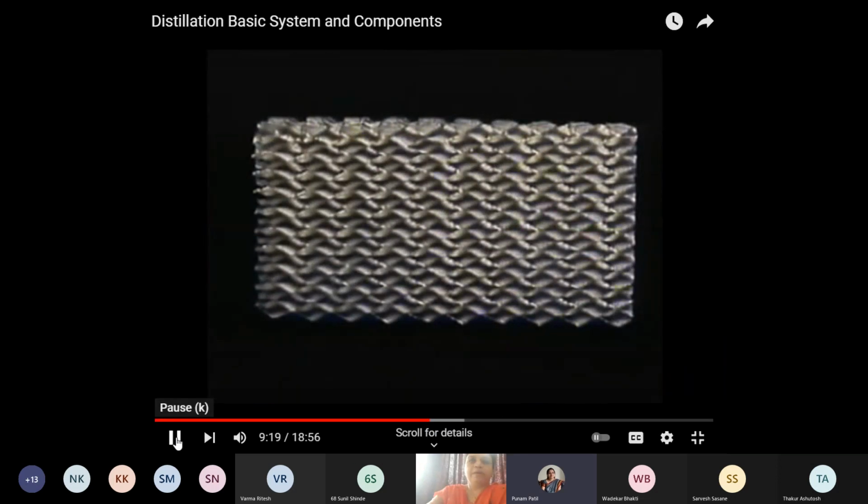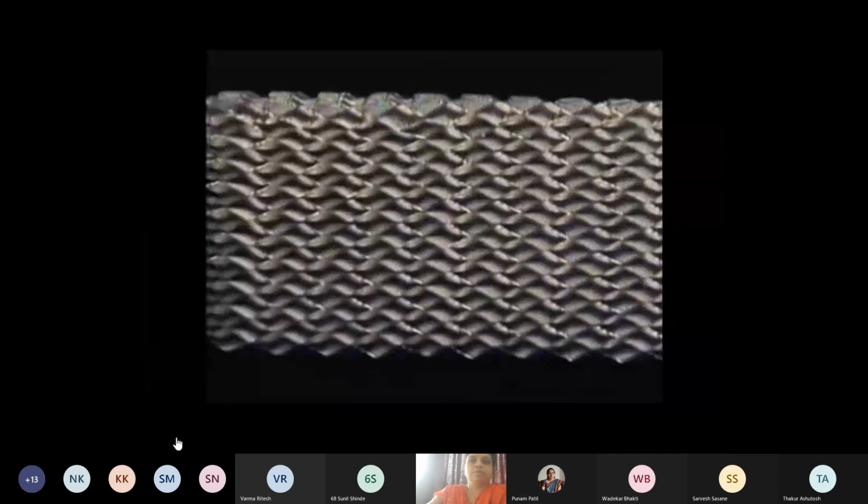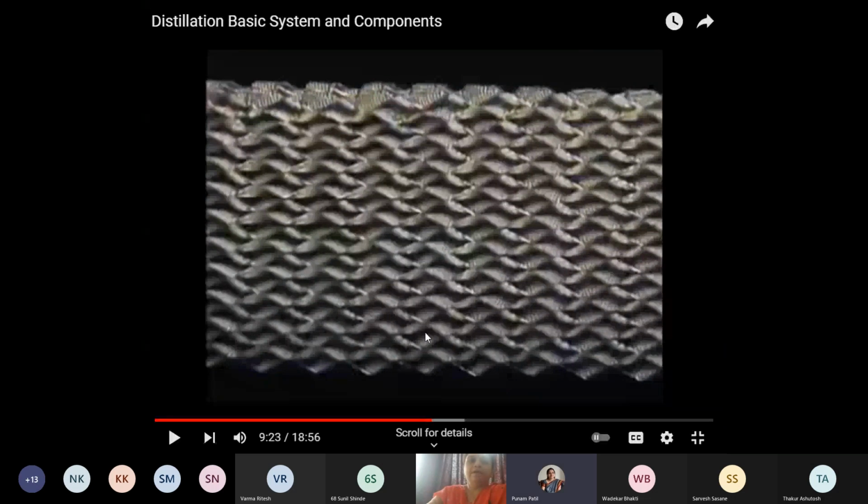You can see different types of packing. Here you can see the layers of packing. So the gap from where the vapor escapes and enters the next layer and so on, and it is also filled with the liquid. So it provides the space for contact of vapor and liquid phase, and because of that mass transfer, the rising vapor is more concentrated with the high volatile component, whereas the falling liquid is more concentrated with the low volatile component. And this way the separation takes place.